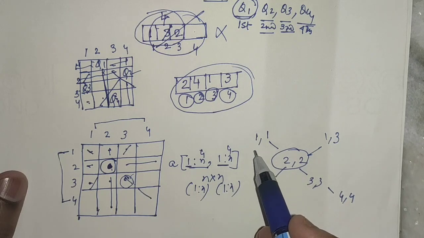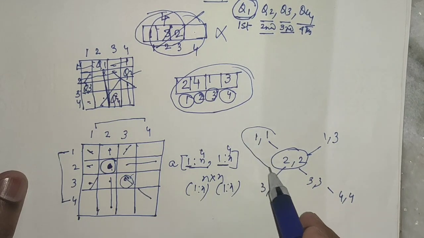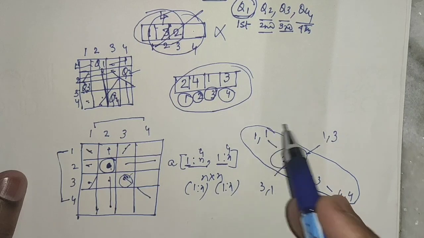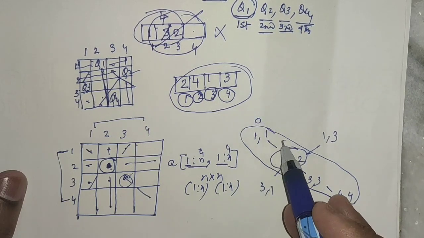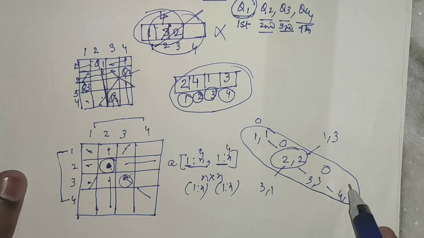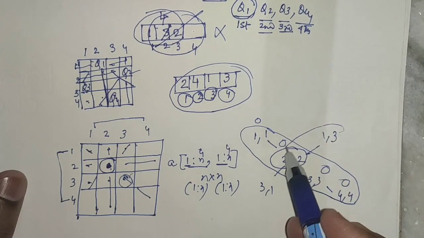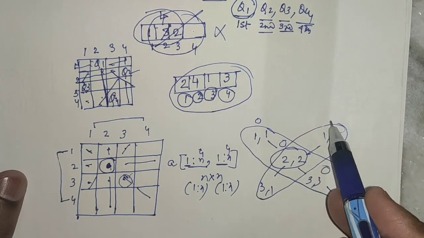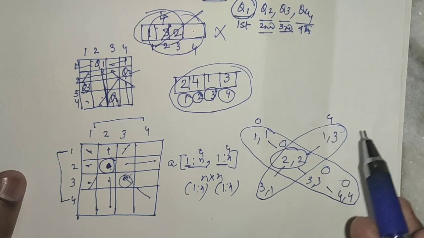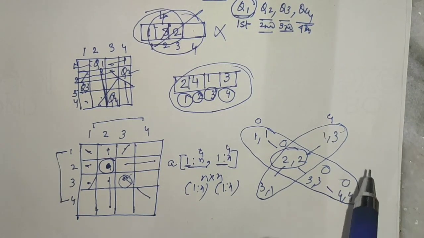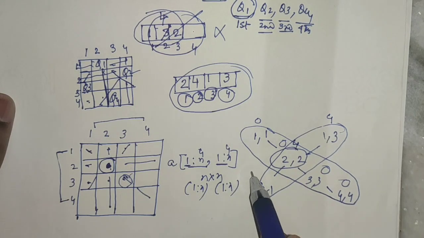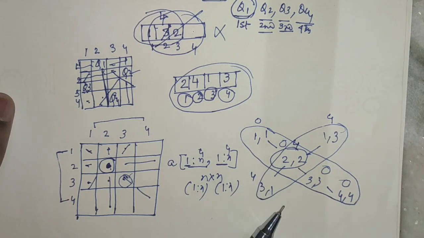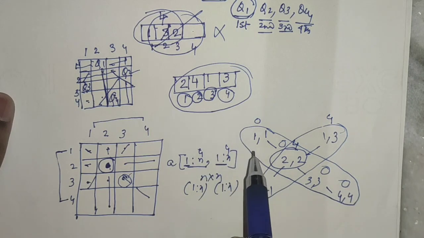So now if we take this diagonal, you make the difference of the indexes: 1 minus 1 is 0, 2 minus 2 is 0, 3 minus 3 is 0, 4 minus 4 is 0. You take this other one and apply addition: 1 plus 3 is 4, 2 plus 2 is 4, 3 plus 1 is 4. Okay, fine.